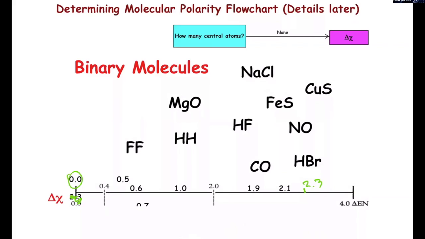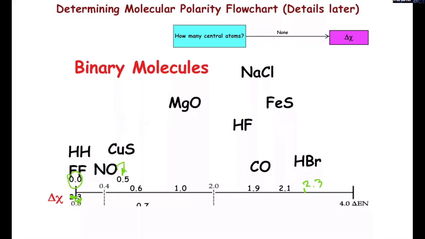But you can see that fluorine is going to be 0, so it's completely covalent. Hydrogen also is 0. For NO, the difference between nitrogen and oxygen, nitrogen is 3.0, oxygen is 3.5, so that difference is 0.5. It actually should be right here. Then as we continue on, copper sulfide is a little bit more polar, and then hydrobromic acid is a little bit more polar. So from this point on, we have chemicals that are polar covalent.